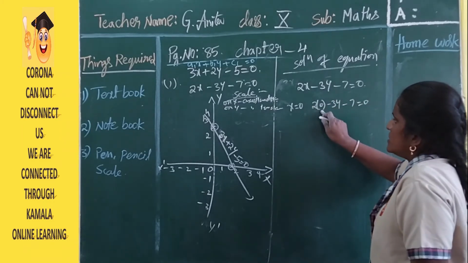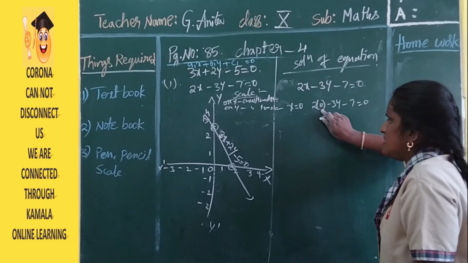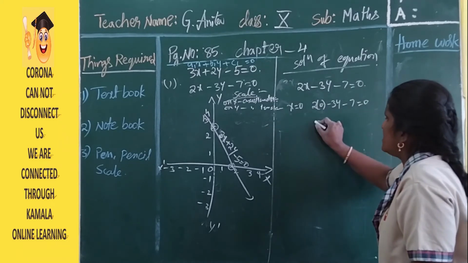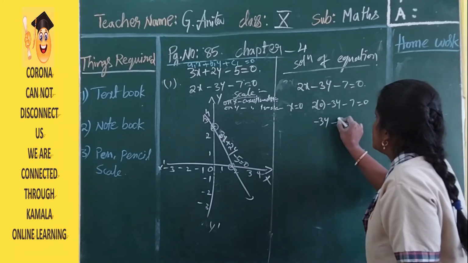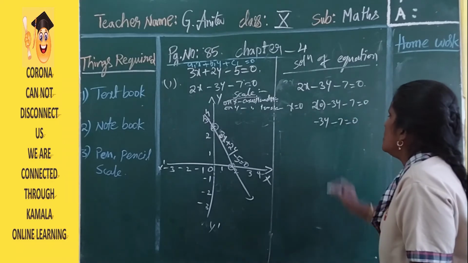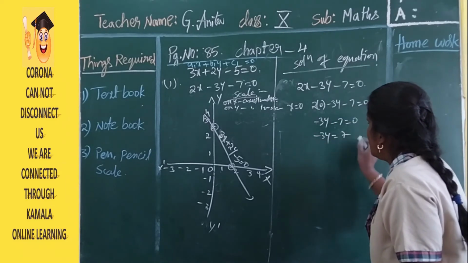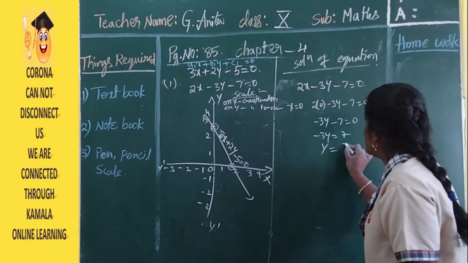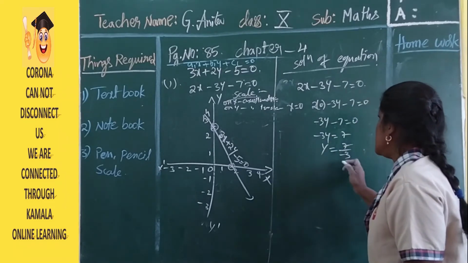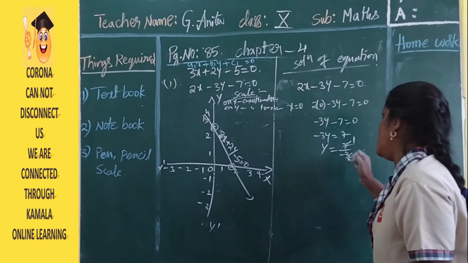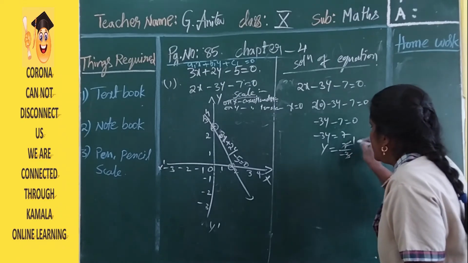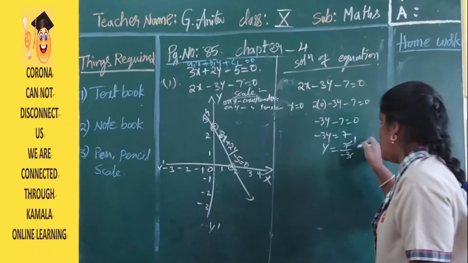X is equal to 0, we are substituting. 2 into 0 is 0, so minus 3y minus 7 is equal to 0. Keep minus 3y here only and transpose minus 7 to that side. So y is equal to 7 by minus 3.